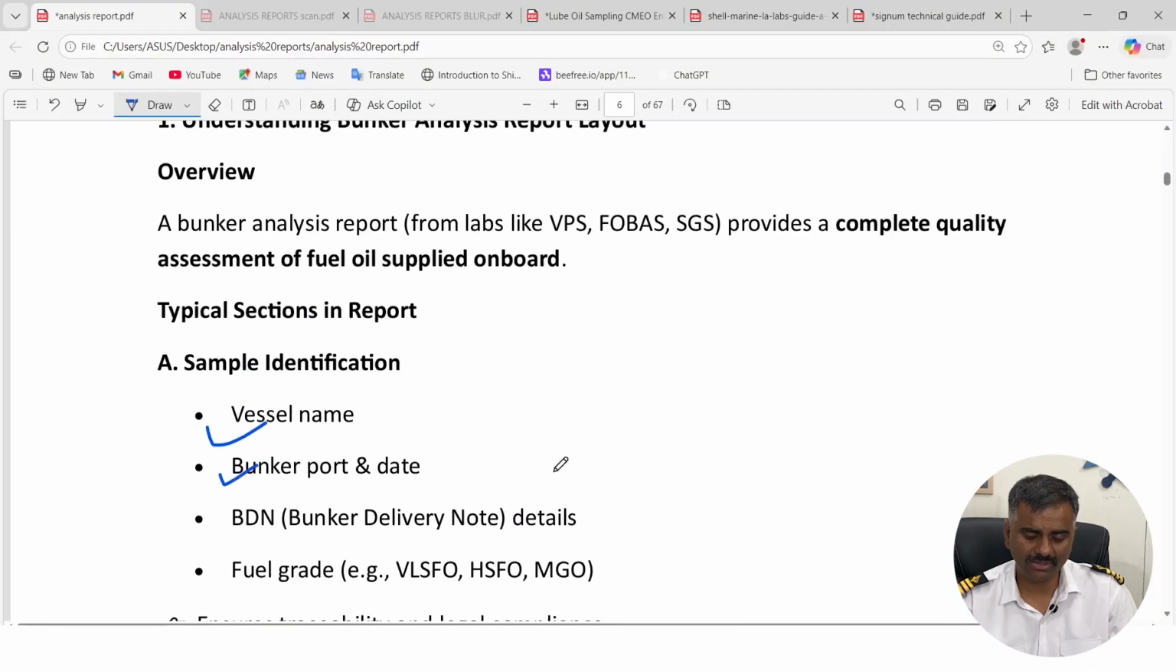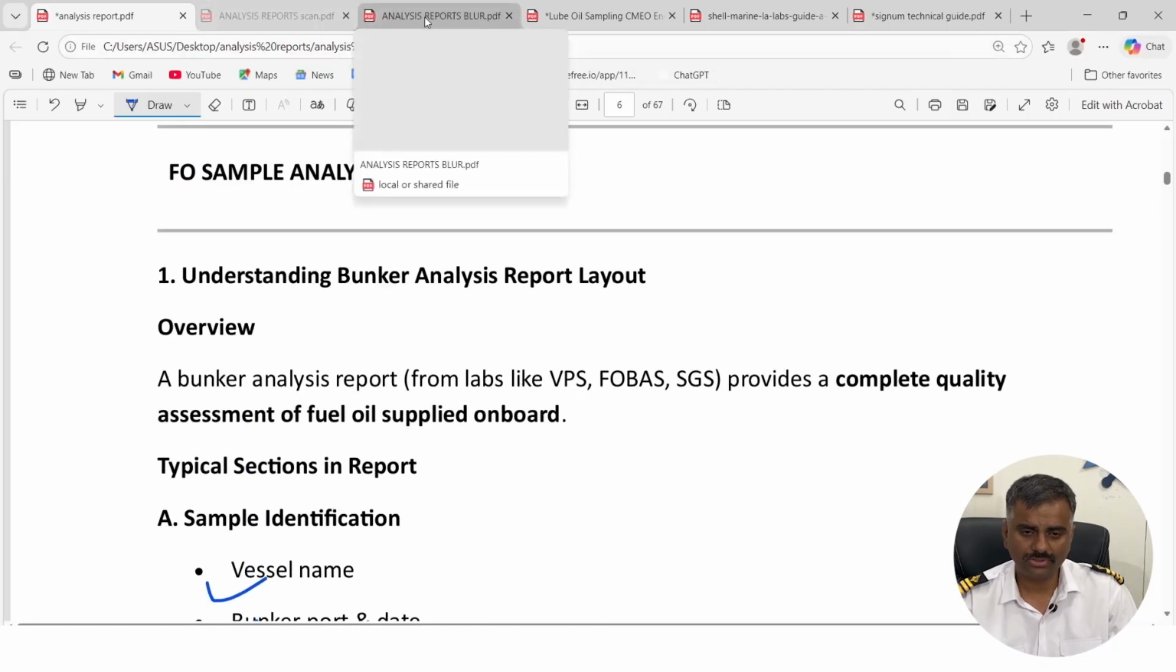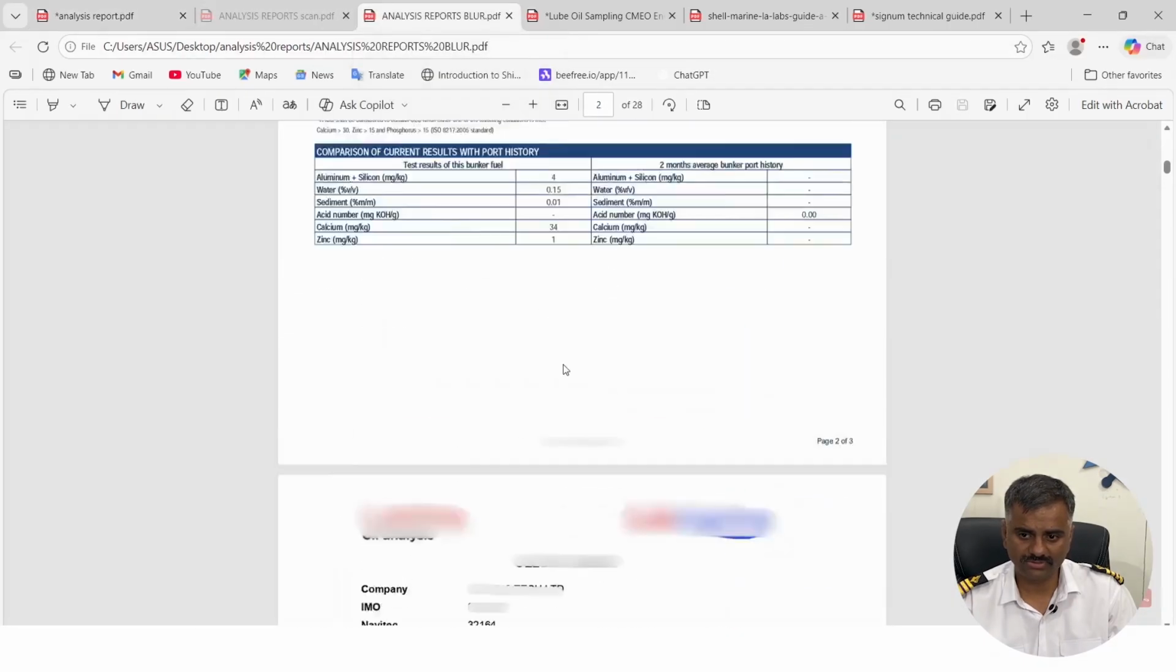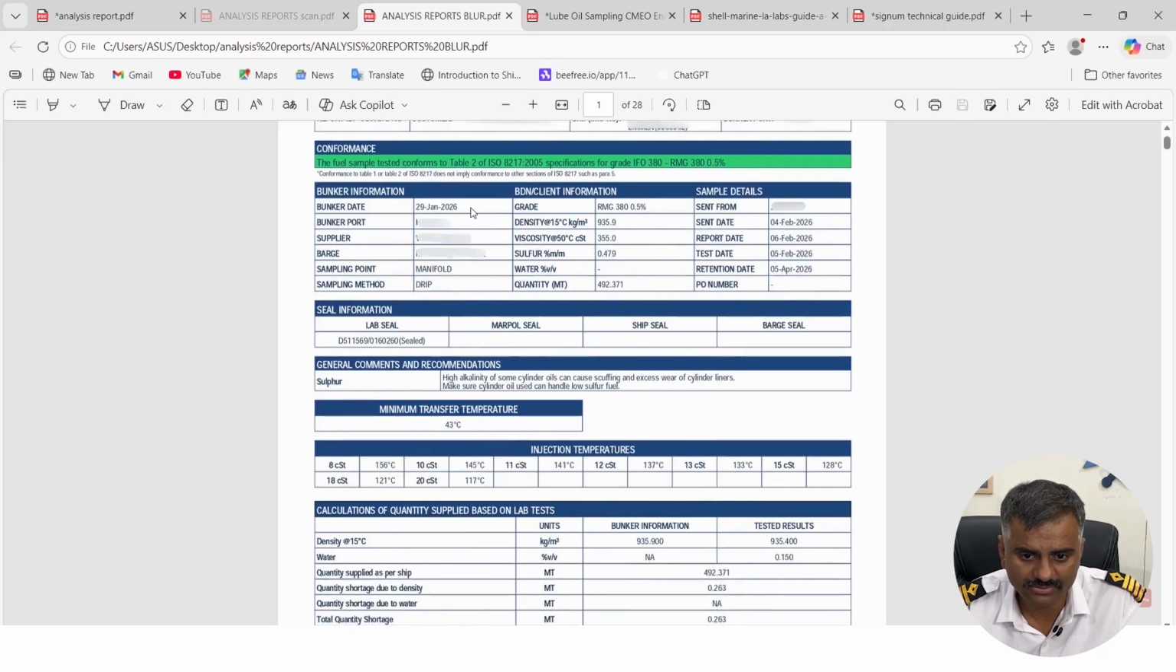Now let us see one by one how a sample analysis report for the fuel oil looks like. If I take you to the fuel oil sample analysis report, this is an exact sample analysis from one of the vessels. The lab name, etc., has been blurred out, so that you can just know what is important in the analysis report. So this is one of the analysis reports.